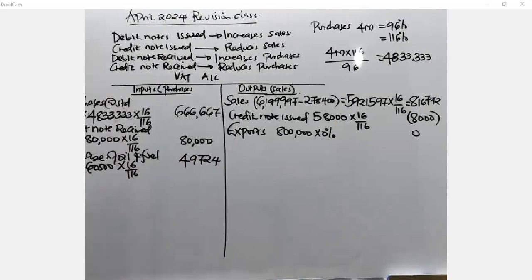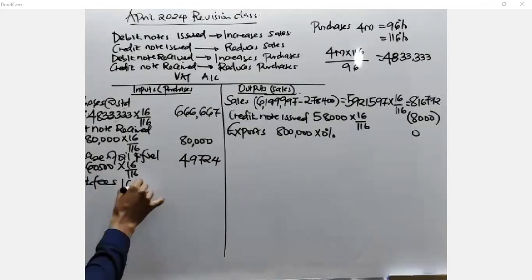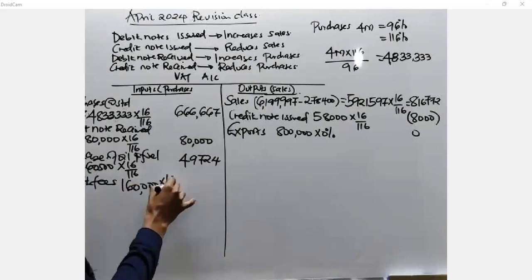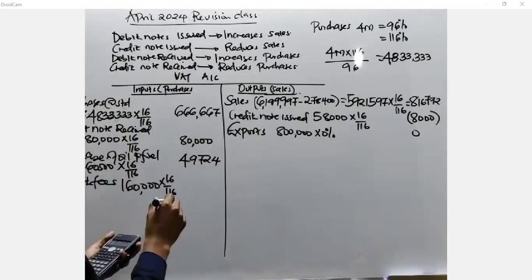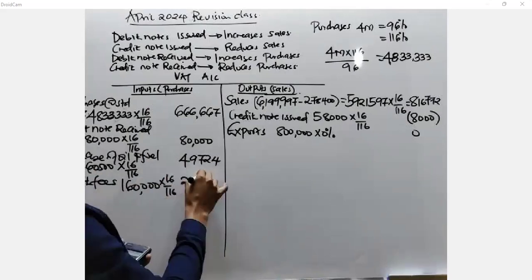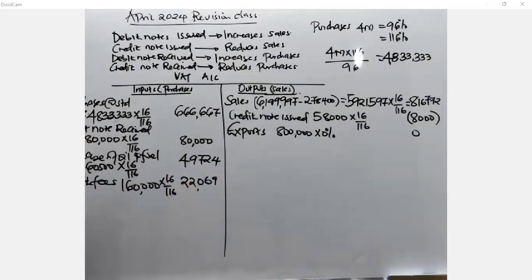We have the repairs of the office furniture we paid, but we cannot claim on that. We have things like audit fees. The audit fees are 160,000 times 16 divided by 116. We are getting 22,069. That is the audit fees.